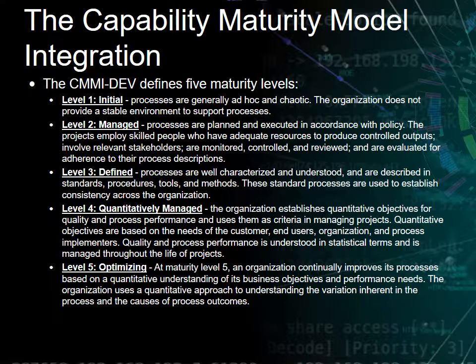And then finally, level 5 is optimizing. At maturity level 5, an organization continually improves its processes based on the quantitative understanding of its business objectives and performance needs. The organization uses a quantitative approach to understand the variations inherent in the process and the causes of process outcomes.